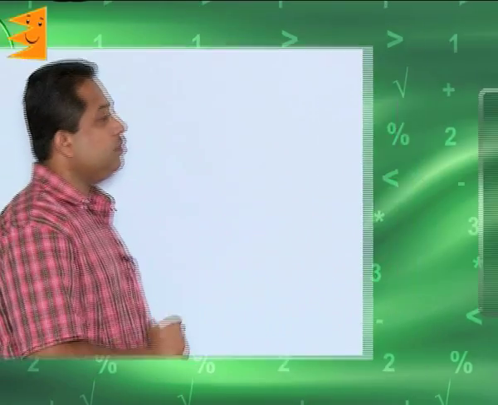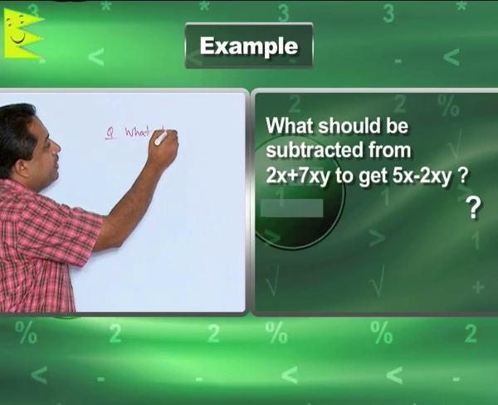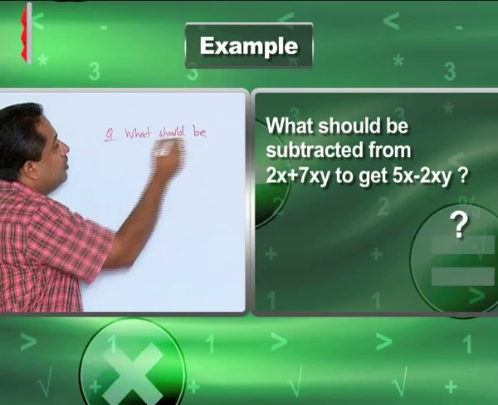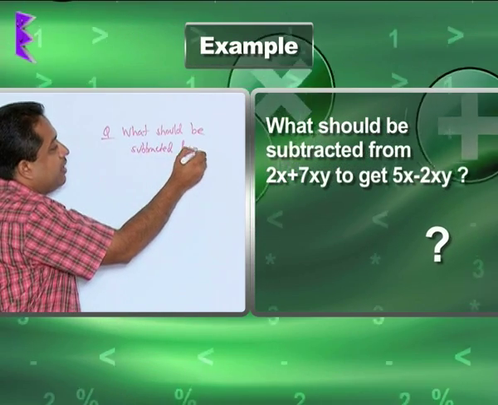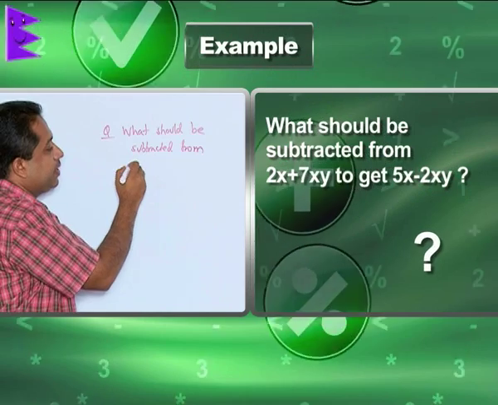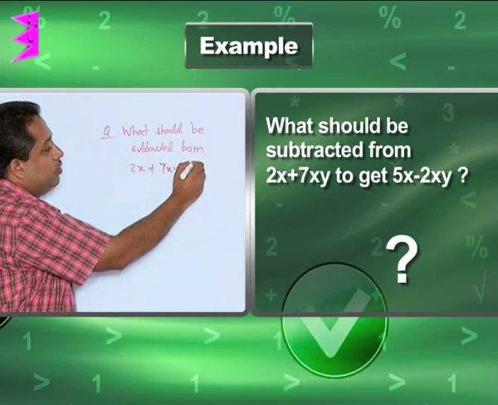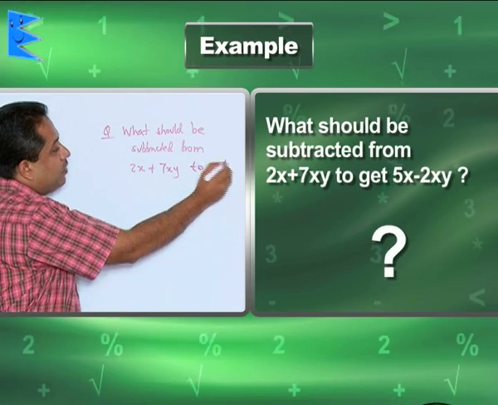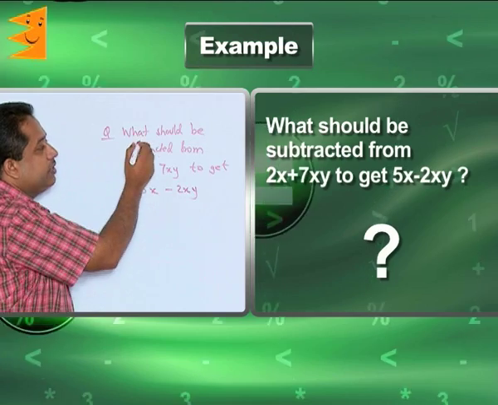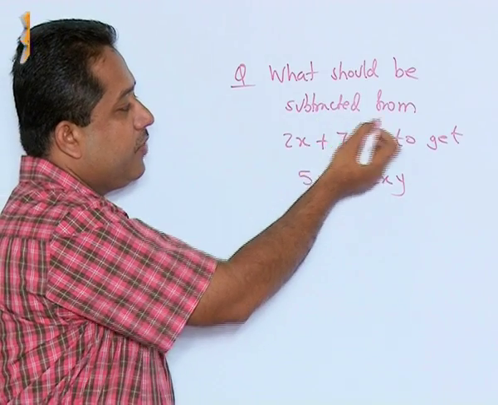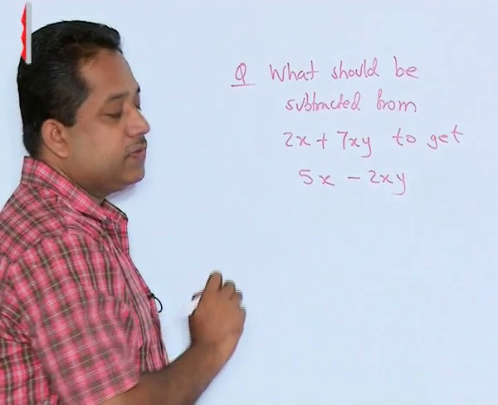Next question, what should be subtracted from, suppose we are given an algebraic expression 2x plus 7xy to get 5x minus 2xy. The question is, what should be subtracted from 2x plus 7xy to get 5x minus 2xy.